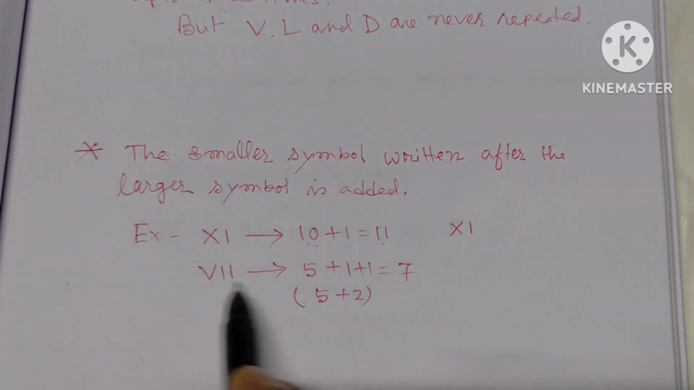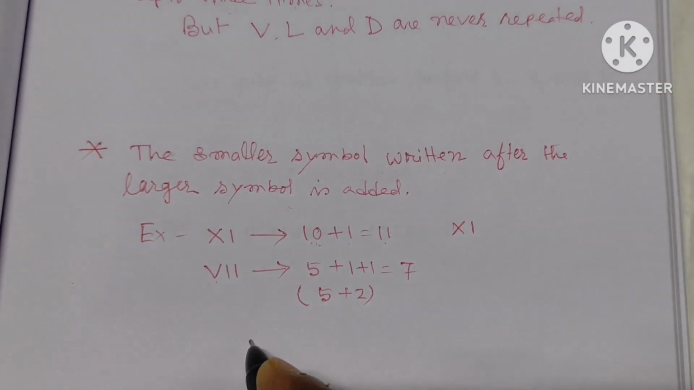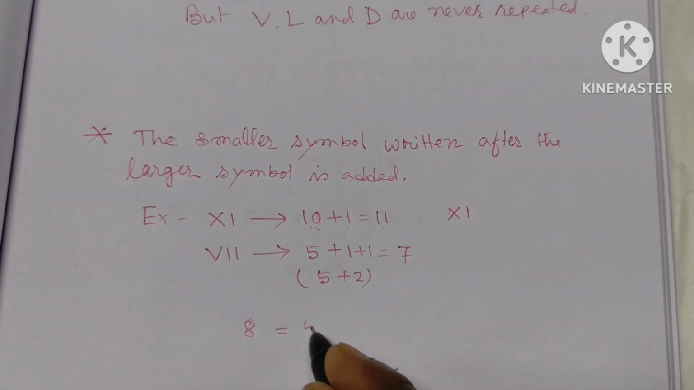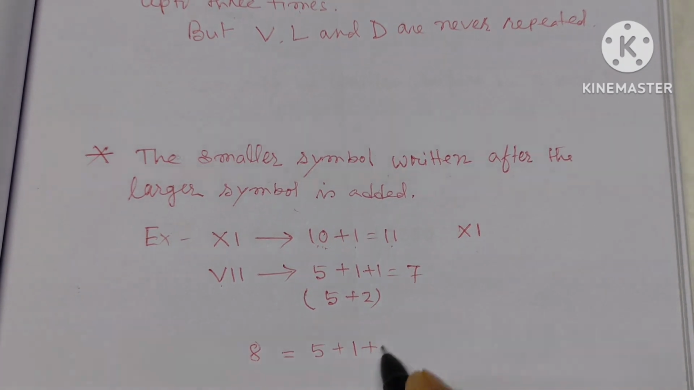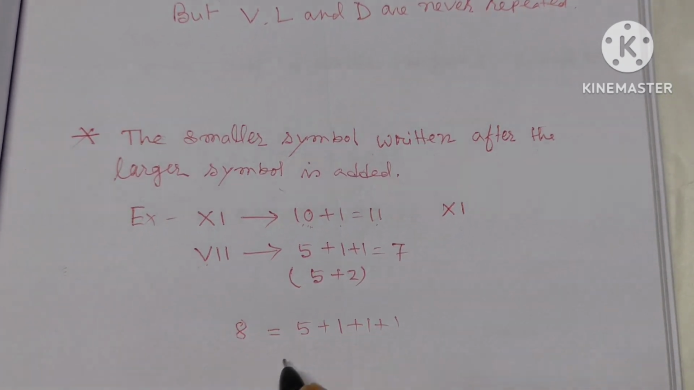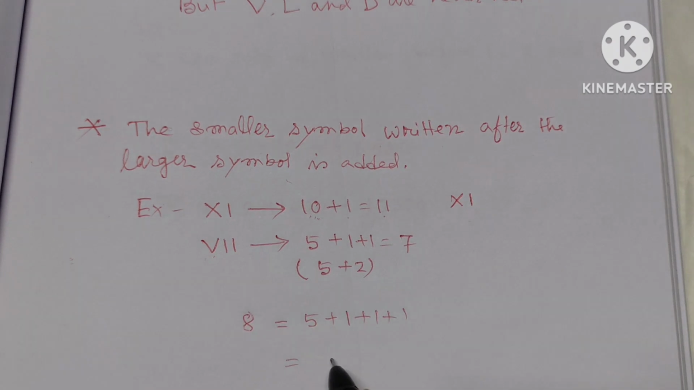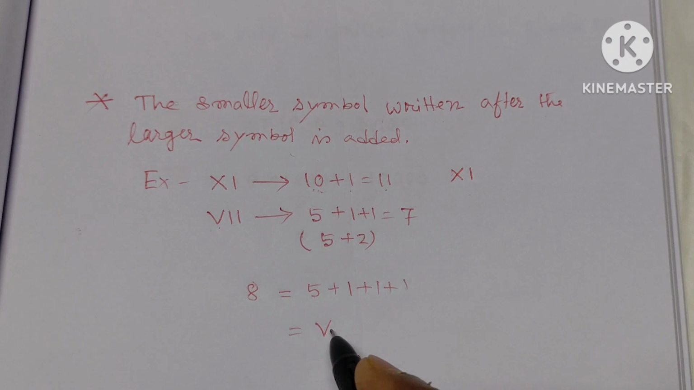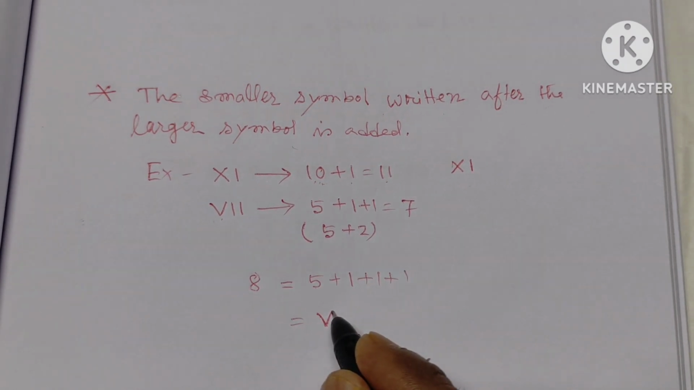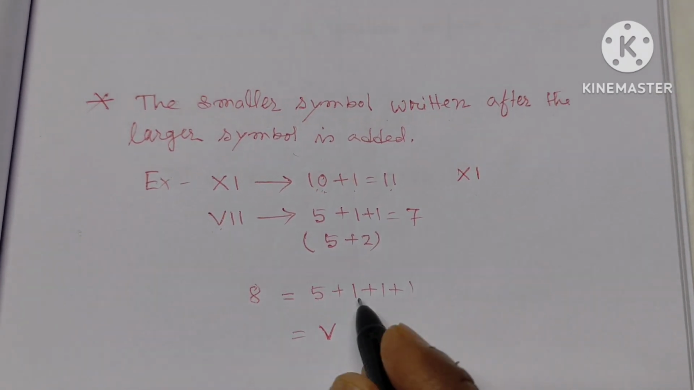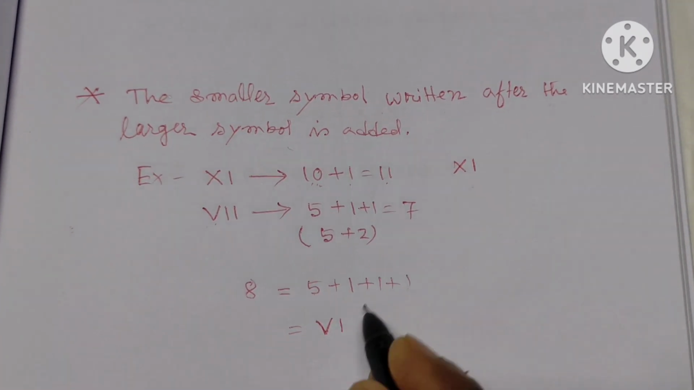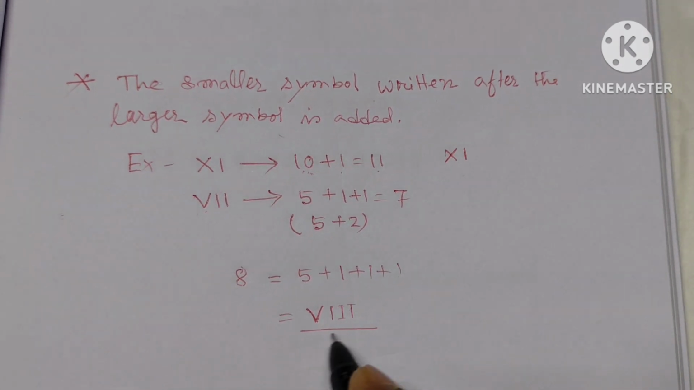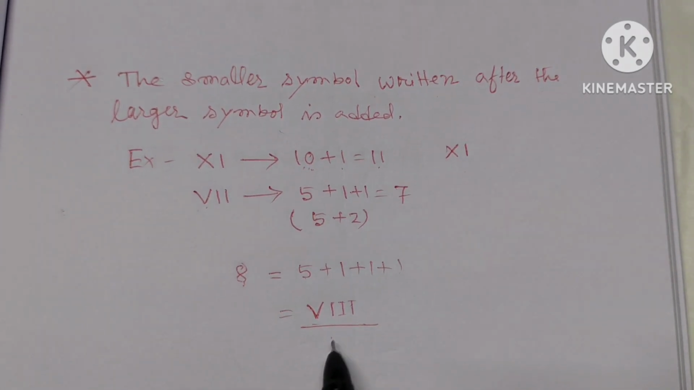Suppose 8. 8 means 5 plus 1 plus 1. Then how will you write? You have to write this 5. V represents 5. Then this one is larger. After that we have to write the smaller, then 1, I. This 8 is represented like this in Roman numbers.